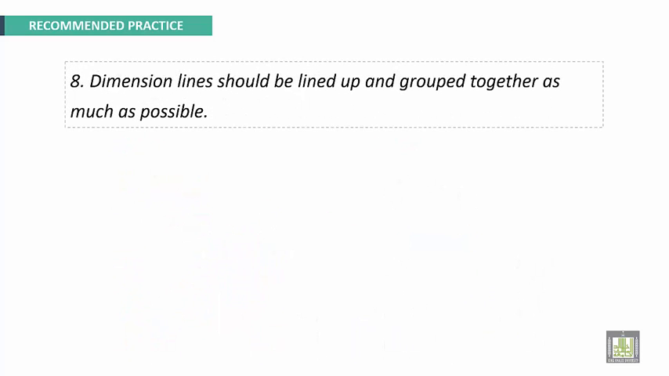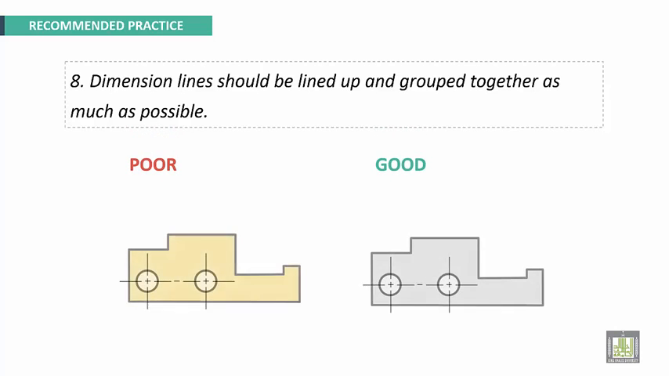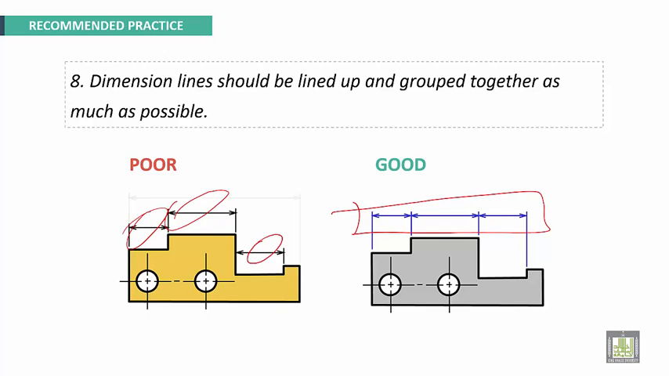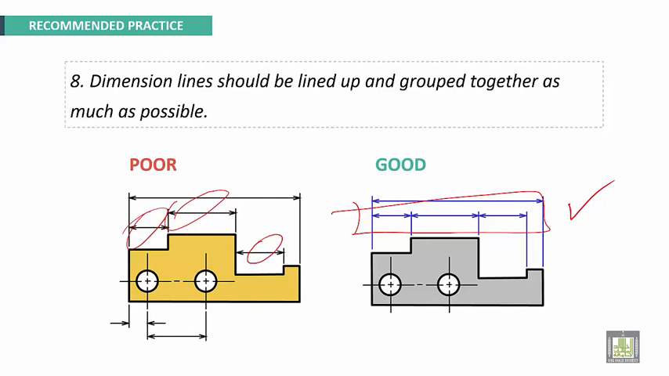Next recommendation: dimension lines should be lined up and grouped together as much as possible. This is an example. This is not good. To make dimensions here, up and down, it's better to group all dimensions together. Here also. Very good.